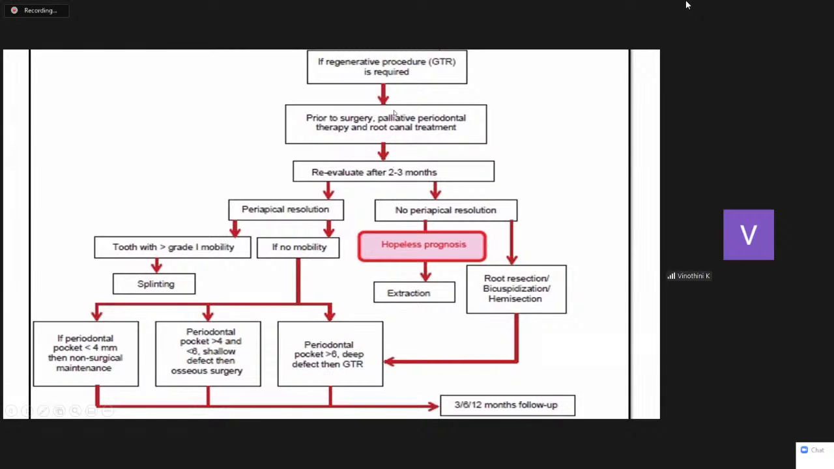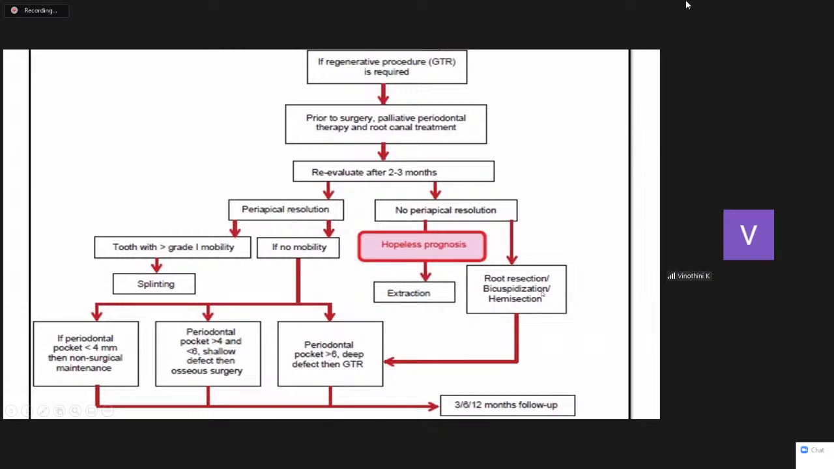After doing primary perio therapy and root canal treatment, I'm again saying this is not for all classes. It's for primary perio, secondary endo, and combined only, when there is minimal resolution or no periapical resolution. If there is no periapical resolution and the prognosis is hopeless, you can directly extract, or you can do these 3 procedures. What is root resection? Root resection is trimming of only one root of a tooth. We are going to completely cut off one root of a molar, for example the distal root.